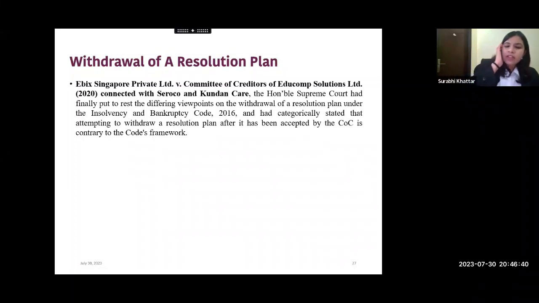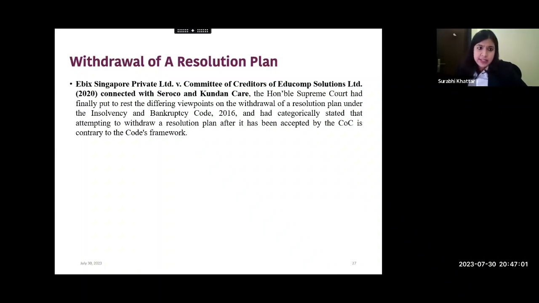Then coming to the next issue of withdrawal of resolution plan. This is also an interesting issue, and there were several judgments on it. Ultimately, the EBIC judgment of the Supreme Court settled this issue, where the Supreme Court held that a resolution plan, once approved by the COC, cannot be withdrawn by the resolution applicant.